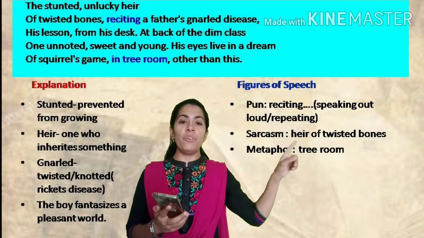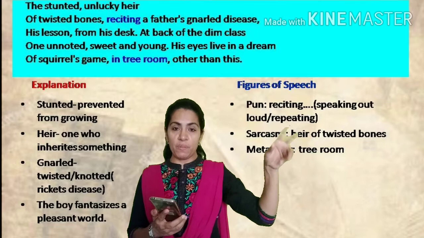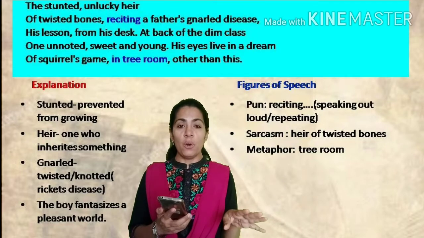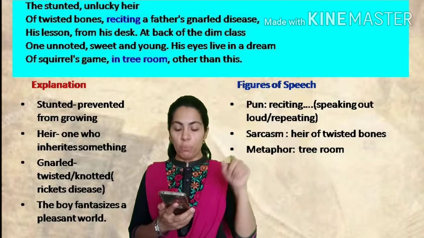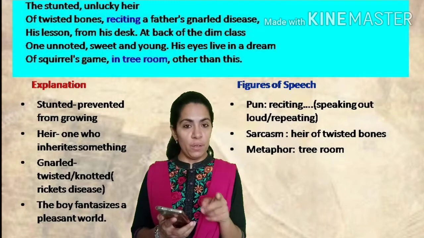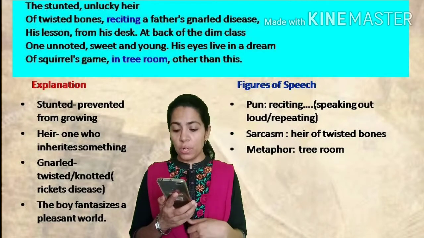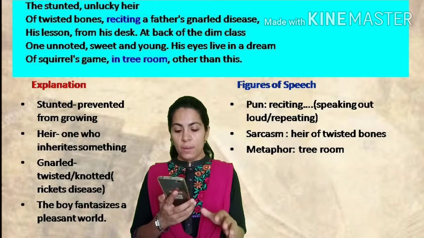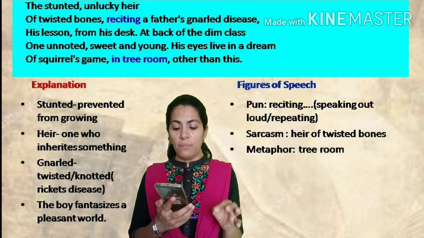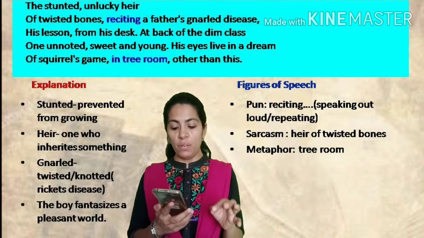Now, "at the back of the dim class": the class is dim, dismal. It is not well lit, and at the back, one boy is sitting, "one unnoted". He's unobserved. No one is paying attention to him, perhaps. "Unnoted, sweet and young. His eyes live in a dream of squirrel's game in tree room."